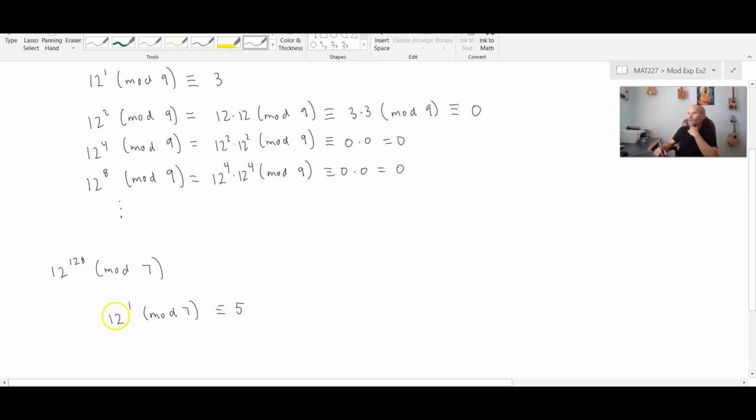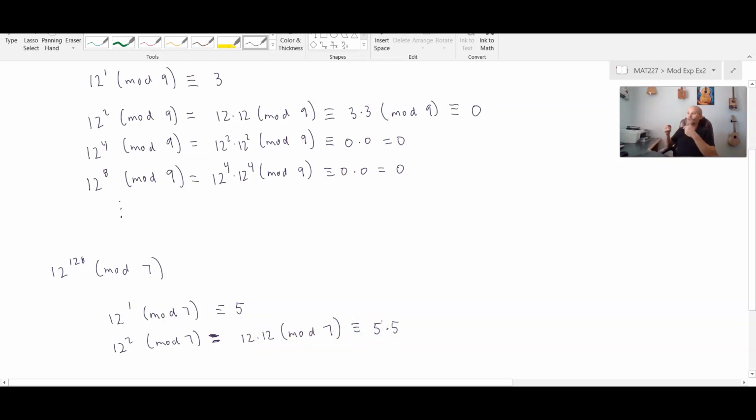And just again, we can verify that 12 minus 5, which is 7, is divisible by 7. In our next step, we'll do 12 squared mod 7, which is congruent to 12 times 12 mod 7, or I should say equal to, we're just giving an equivalency here, mod 7. And 12 mod 7 has a remainder of 5, so we have 5 times 5.